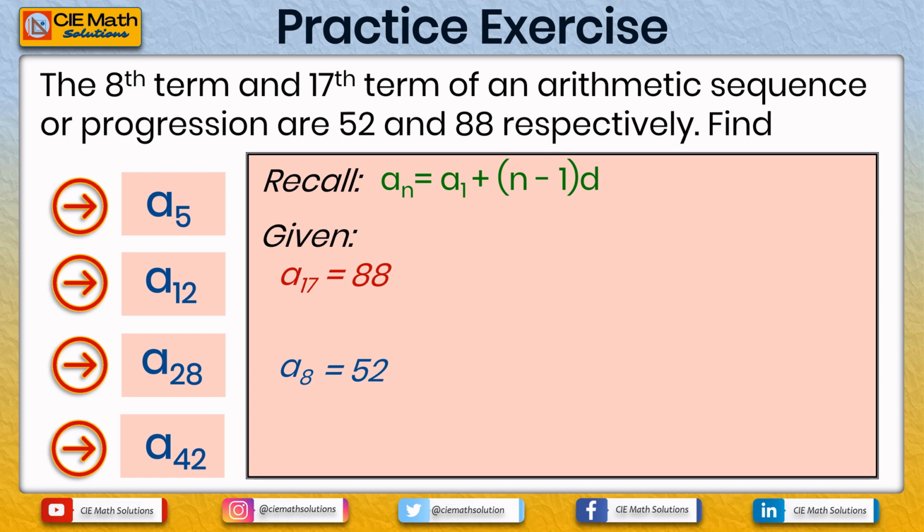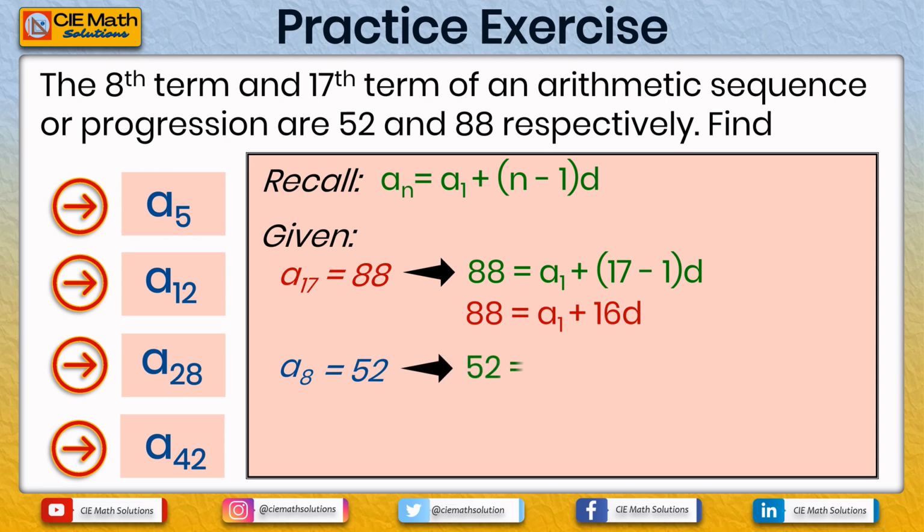A17 equals 88 can then be rewritten as 88 equals a1 plus 17 minus 1 times d. Again, the 17 is the value of n. Simplifying it further, 88 is equal to a1 plus 16d. The same goes for the second one: 52 is equal to a1 plus 8 minus 1 times d, which is 52 equals a1 plus 7d.